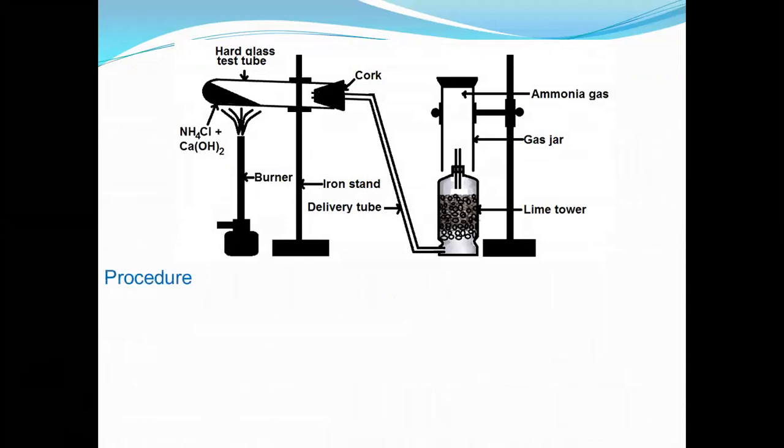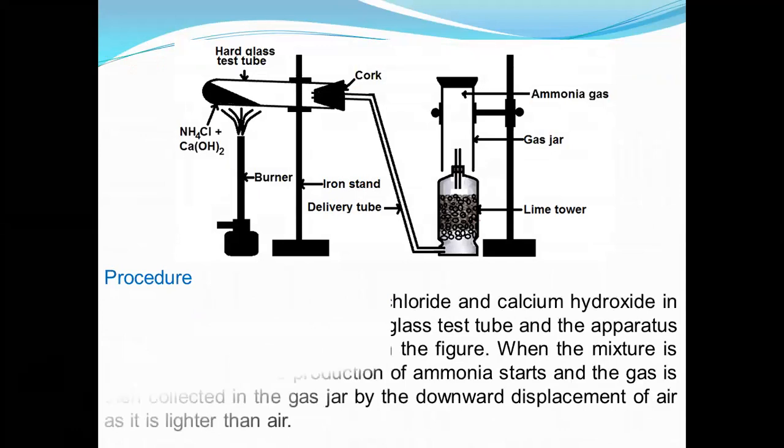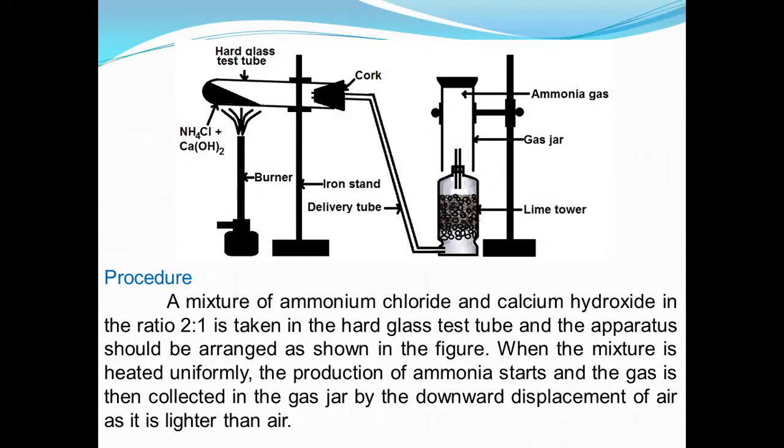So the procedure, what is done here, you all are well known. We have to take all the material, and that should be washed, cleaned and dried properly. After that you take a hard glass test tube. In that test tube you put ammonium chloride and calcium hydroxide in the ratio 2:1. Then we clamp this hard glass test tube with the help of a clamp or iron stand, as shown in the figure.